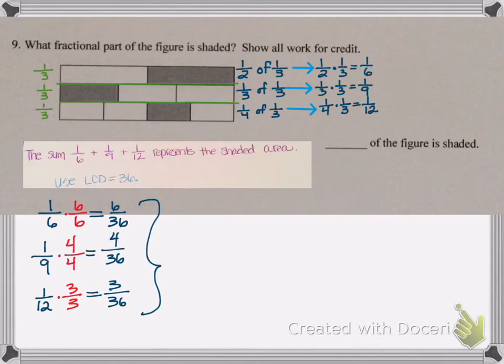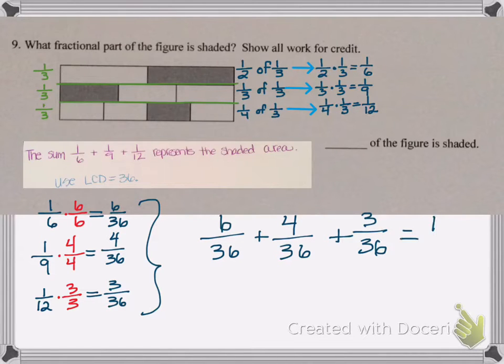Now I can add these three fractions together. 6 over 36 plus 4 over 36 plus 3 over 36 equals 13 over 36. So my final answer is that 13/36 of the figure is shaded.